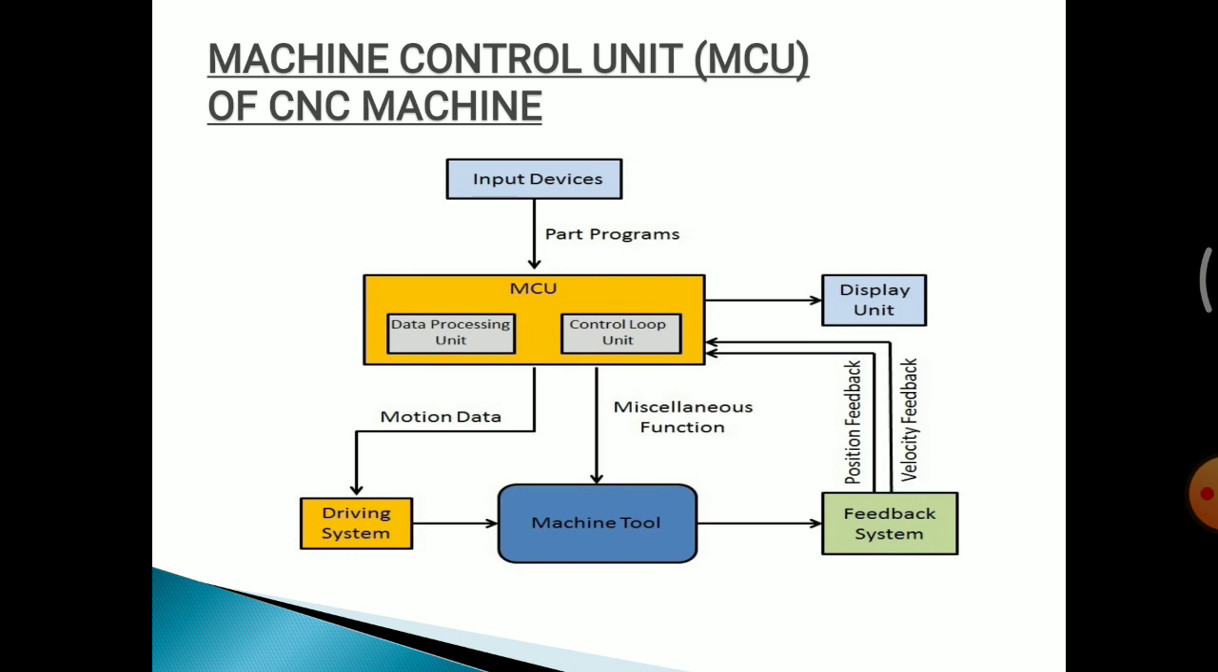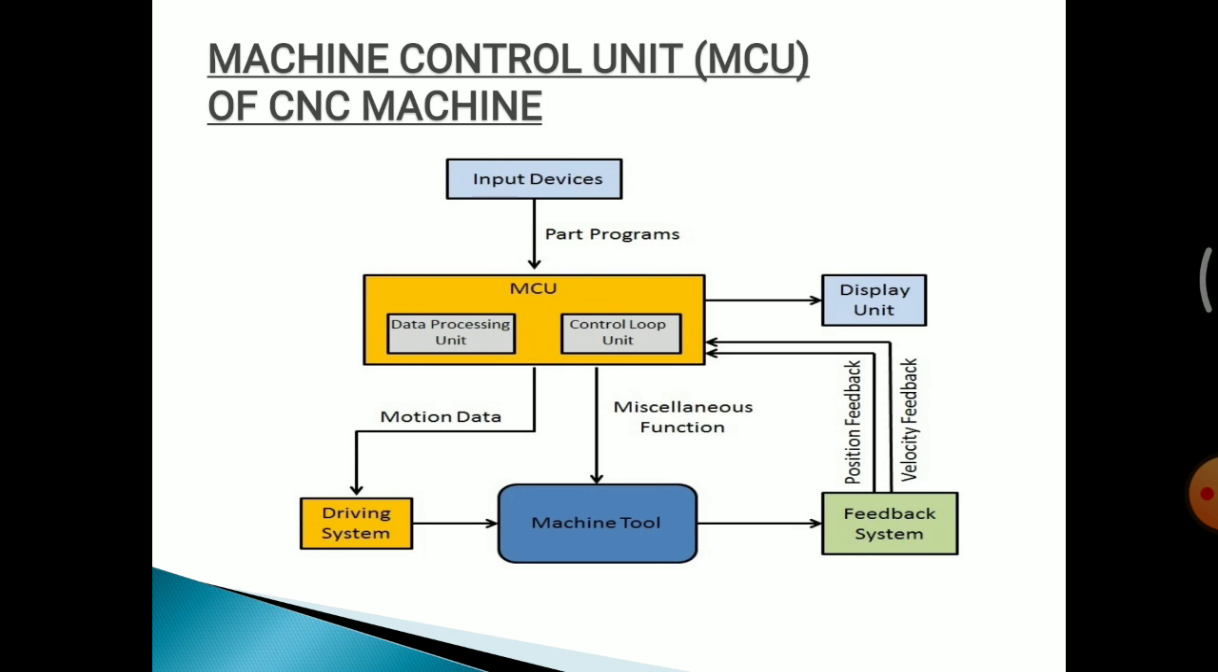The input devices are used to input the part program into the CNC machine. The MCU will perform the controlling actions of the CNC machine. It will produce the motion data by reading the program, and similarly it will control the miscellaneous functions of the CNC machine such as coolant on, coolant off, tool changing, spindle stopping. Such activities are also controlled by the machine control unit.